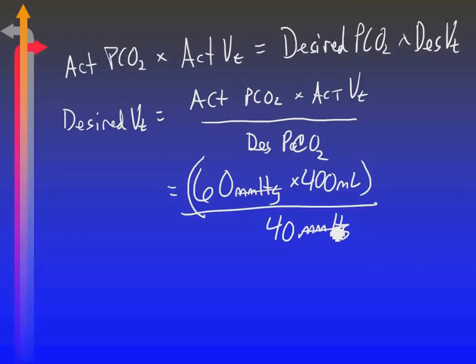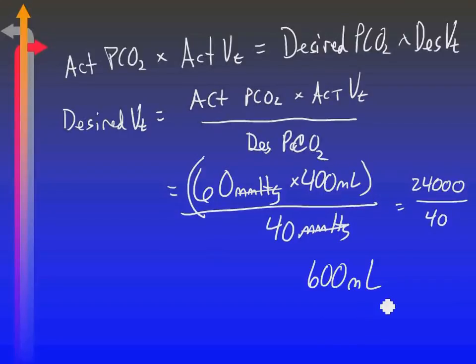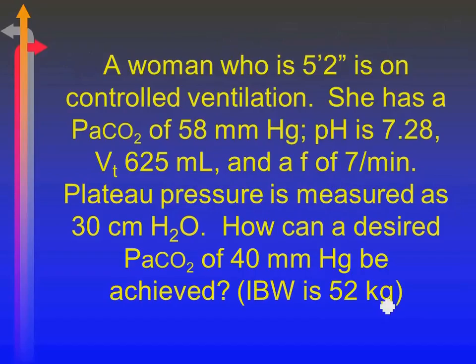So 60 times 400, 24,000, divided by 40, 600. Okay. Now again, this assumes that I have a controlled patient where they're not triggering, etc., etc., etc. But that's the way the problem would be set up. How about this one?